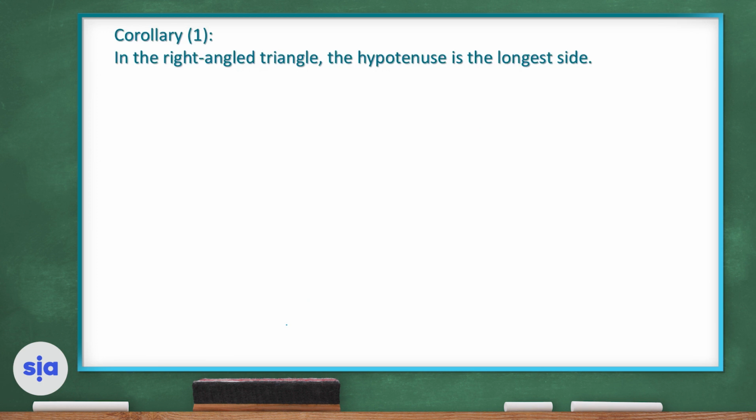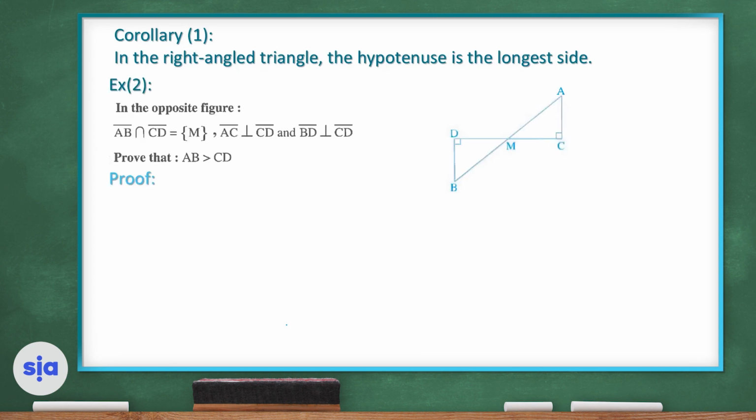Corollary number 1 says, in the right angle triangle, the hypotenuse is the longest side. So in exercise number 2, in the opposite figure, if AB intersects CD at point M and AC is perpendicular to CD, where BD is perpendicular to CD, the question wants us to prove that AB is greater than CD.